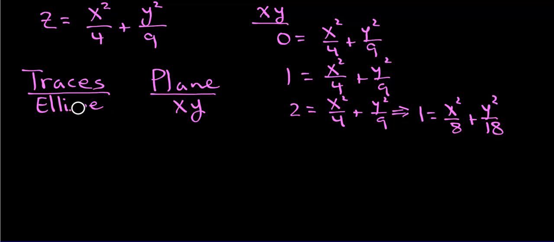Actually, I got some misspelled ellipse here. Okay, there we go. Ellipse. Okay, now let's look at what about parallel to, let's say, the xz plane. Okay, we're looking at the xz plane, then that's when we're going to let y be 0. And we have something like this. We have z equals x squared over 4. Well, right away, you recognize that as a parabola. So if you're talking about the xz plane, you have a parabola.